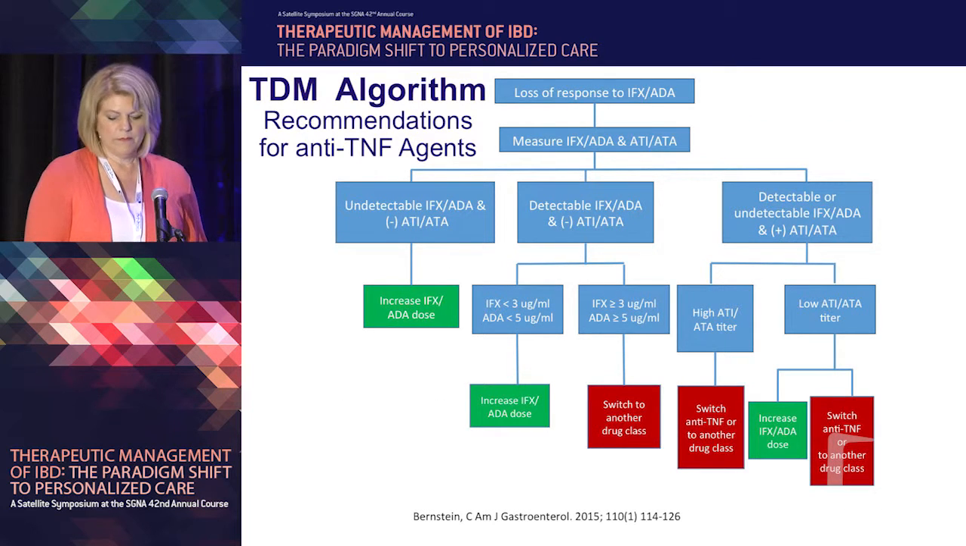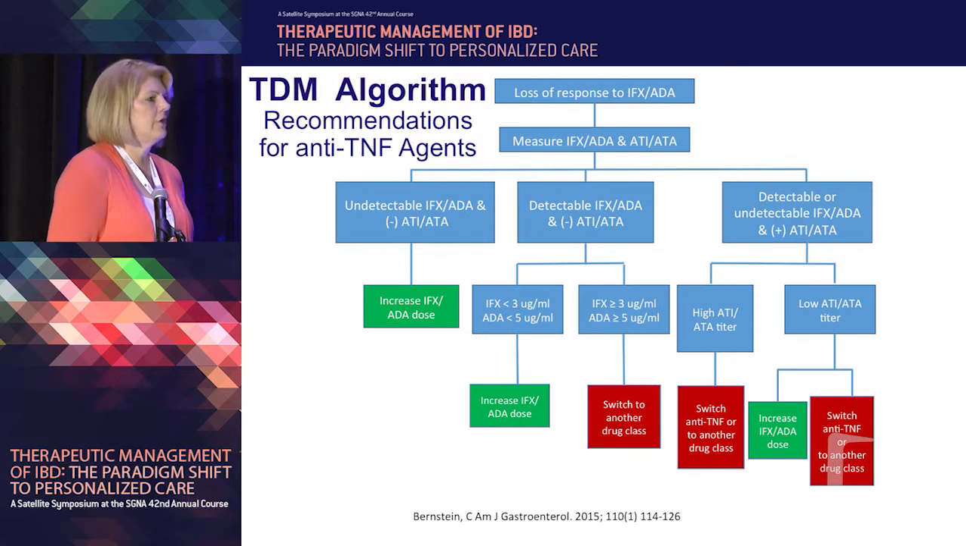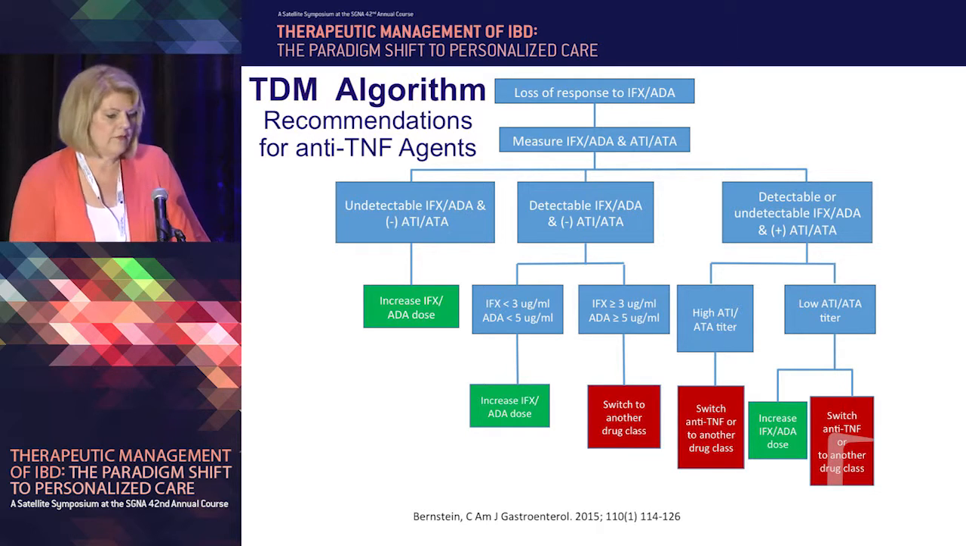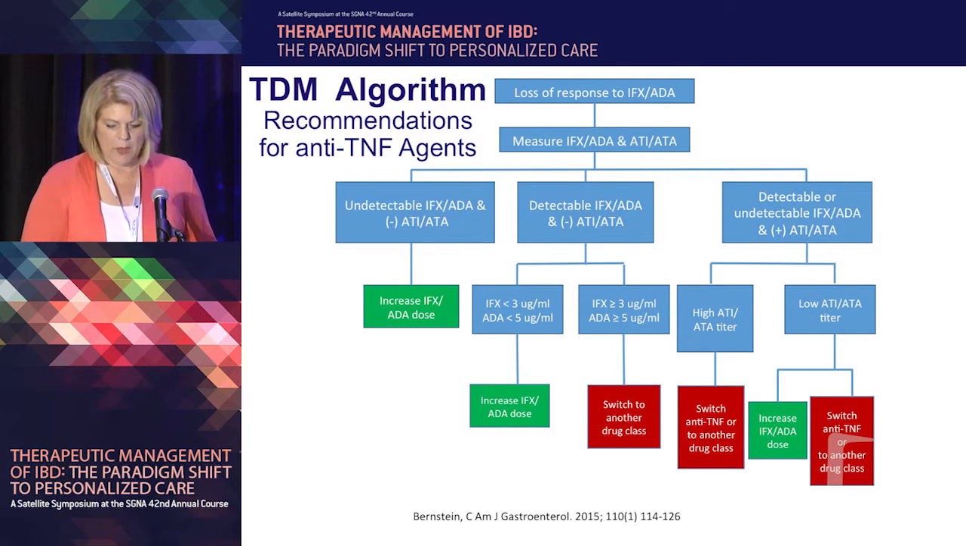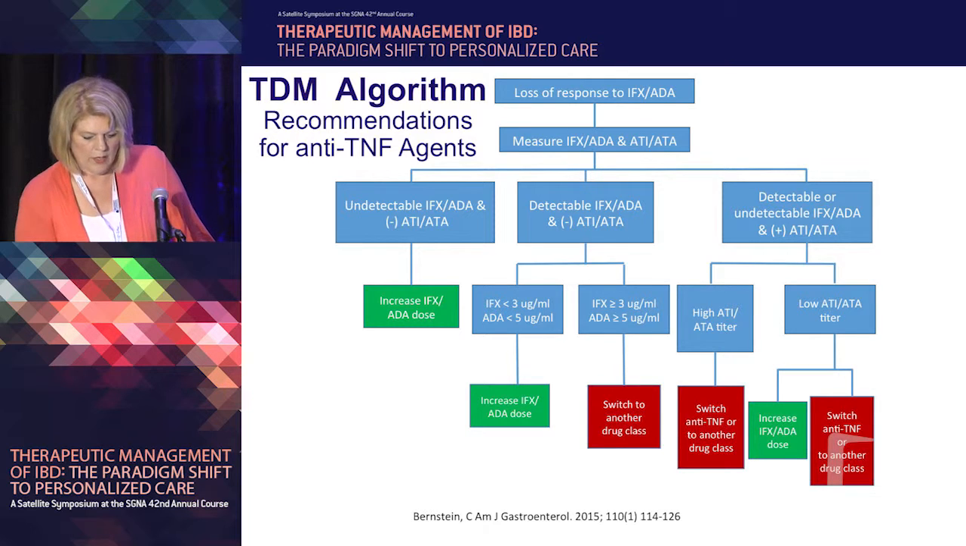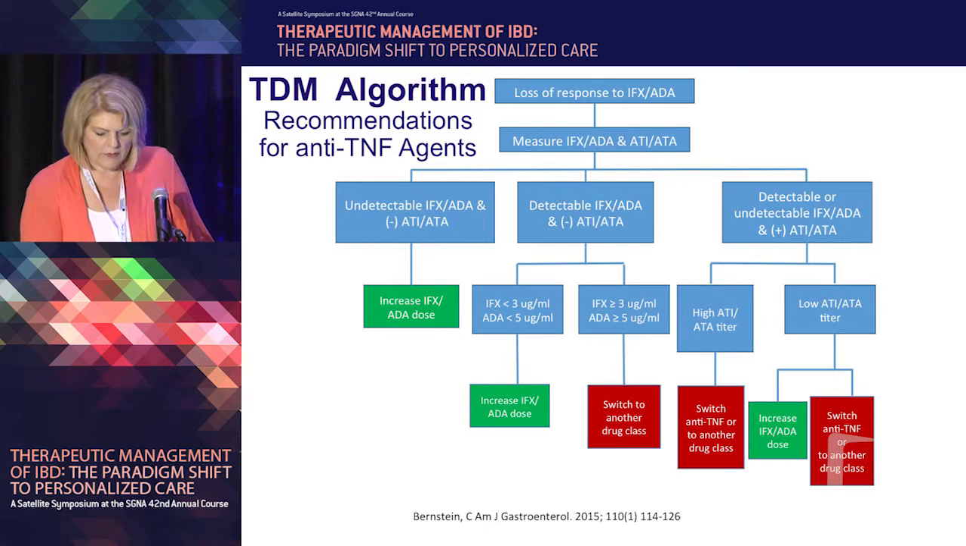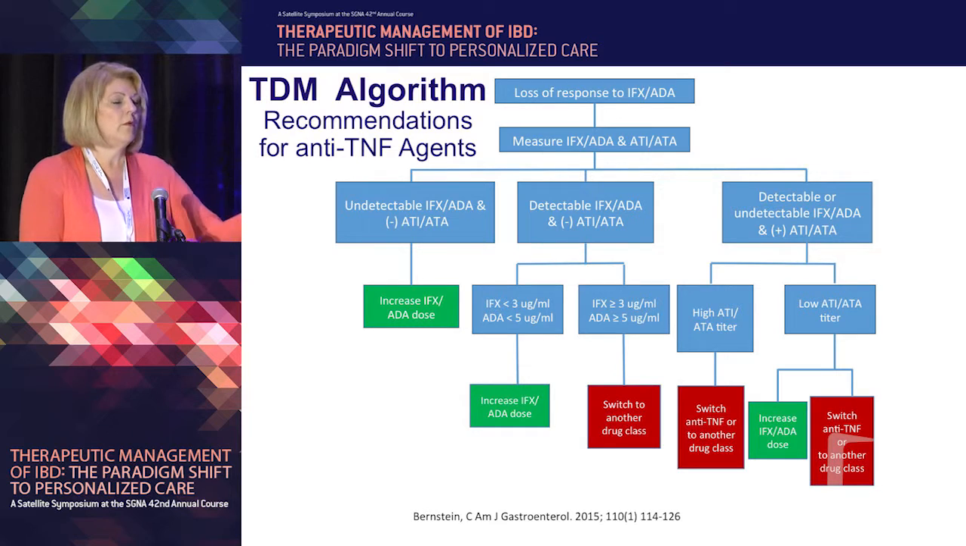TDM algorithm, here's an algorithm to help us in our practice that is looking at the loss of response to infliximab and adalimumab levels. So if we get a loss of response, let's measure those levels and antibodies. And if we're checking the levels, and infliximab or adalimumab is undetectable, and they have no antibodies, what would we do?